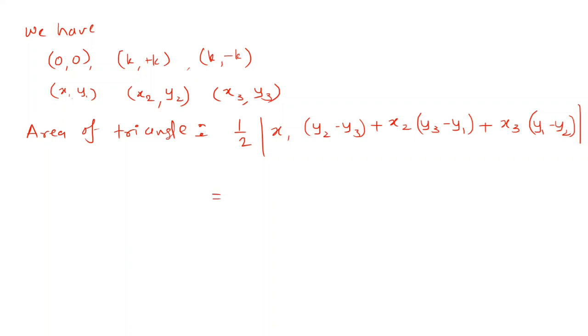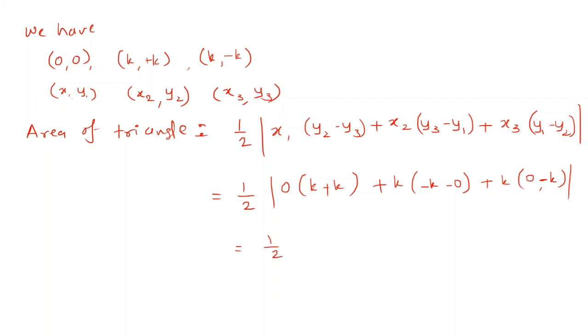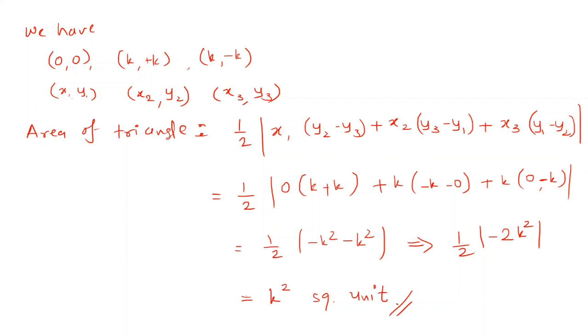So according to this formula, if I substitute the values, I'll get the final answer as, okay, let me write 0. This is k minus k, sorry, k plus k, plus x2 is k, y3 is minus k, minus y1, y1 is 0, plus x3, x3 is again k, y1 is 0 and y2 is k. Sorry, this is minus and modulus. When I solve this term, we'll get minus k square minus k square. Simplifying it, we get minus 2k square. And to cancel with modulus, whenever I remove modulus, negative will be positive, so we'll get 2k square unit. And this is the area of the triangle represented by those three lines.